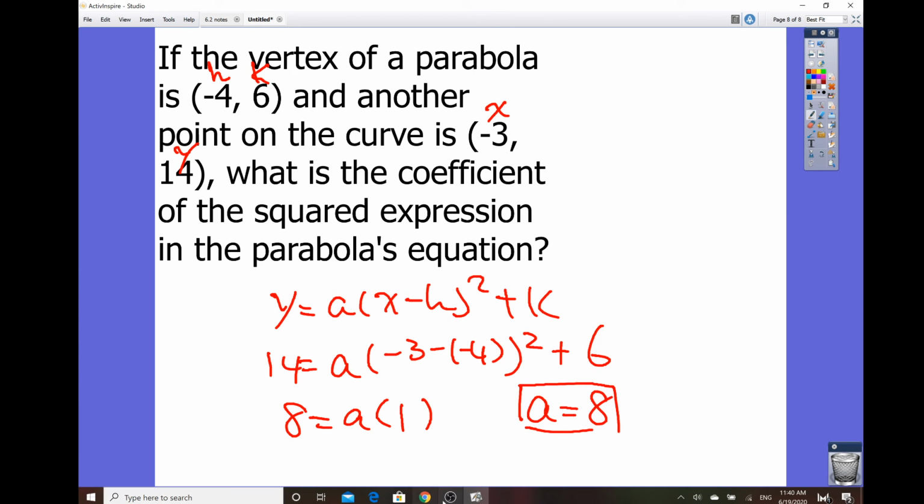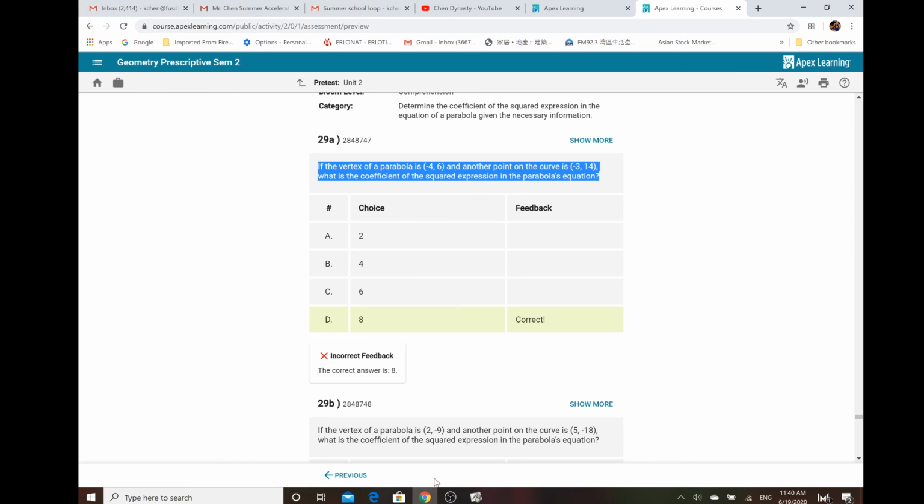So that's why the answer is 8. Now, I don't like the way this problem is constructed, because it doesn't tell you exactly what kind of parabola this one is. But let's just read through the phrase one more time. What's the coefficient of the square expression of the parabola equation?